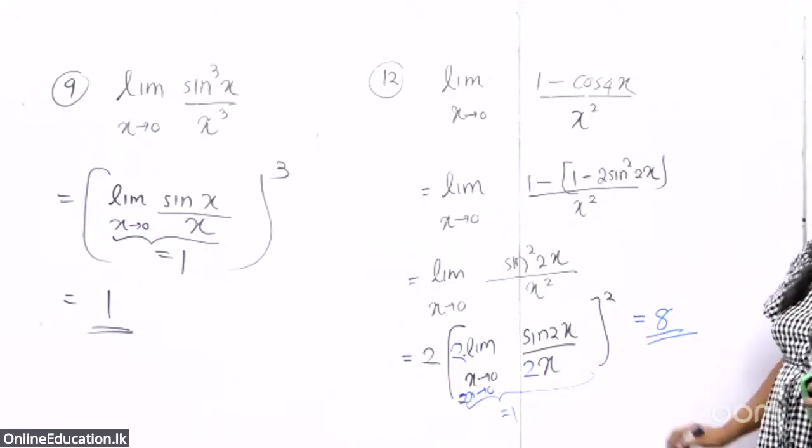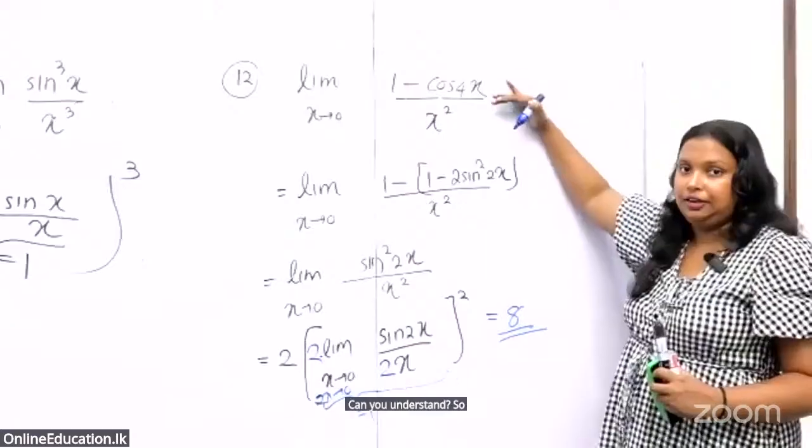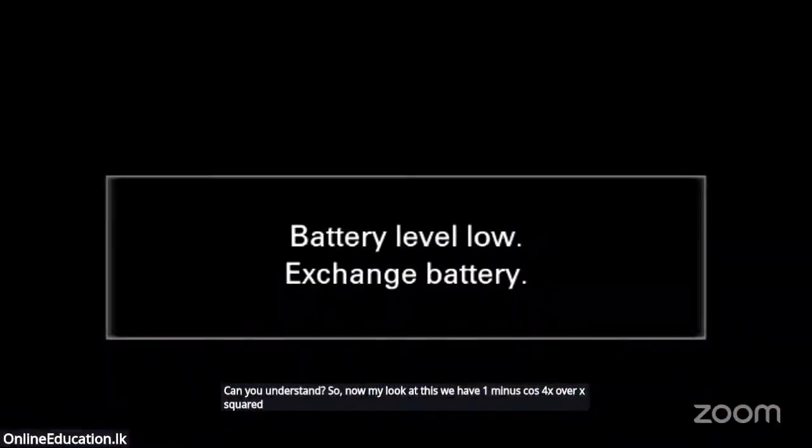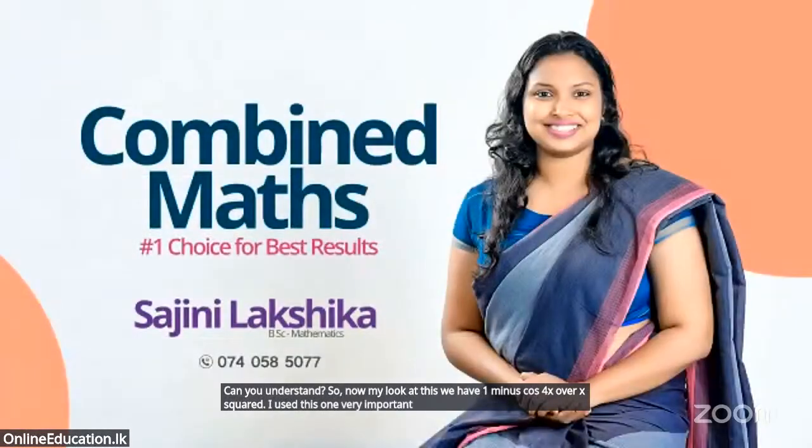Can you understand? So now I look at this. We have 1 minus cos 4x over x squared. I used this one, very important. We usually use this.